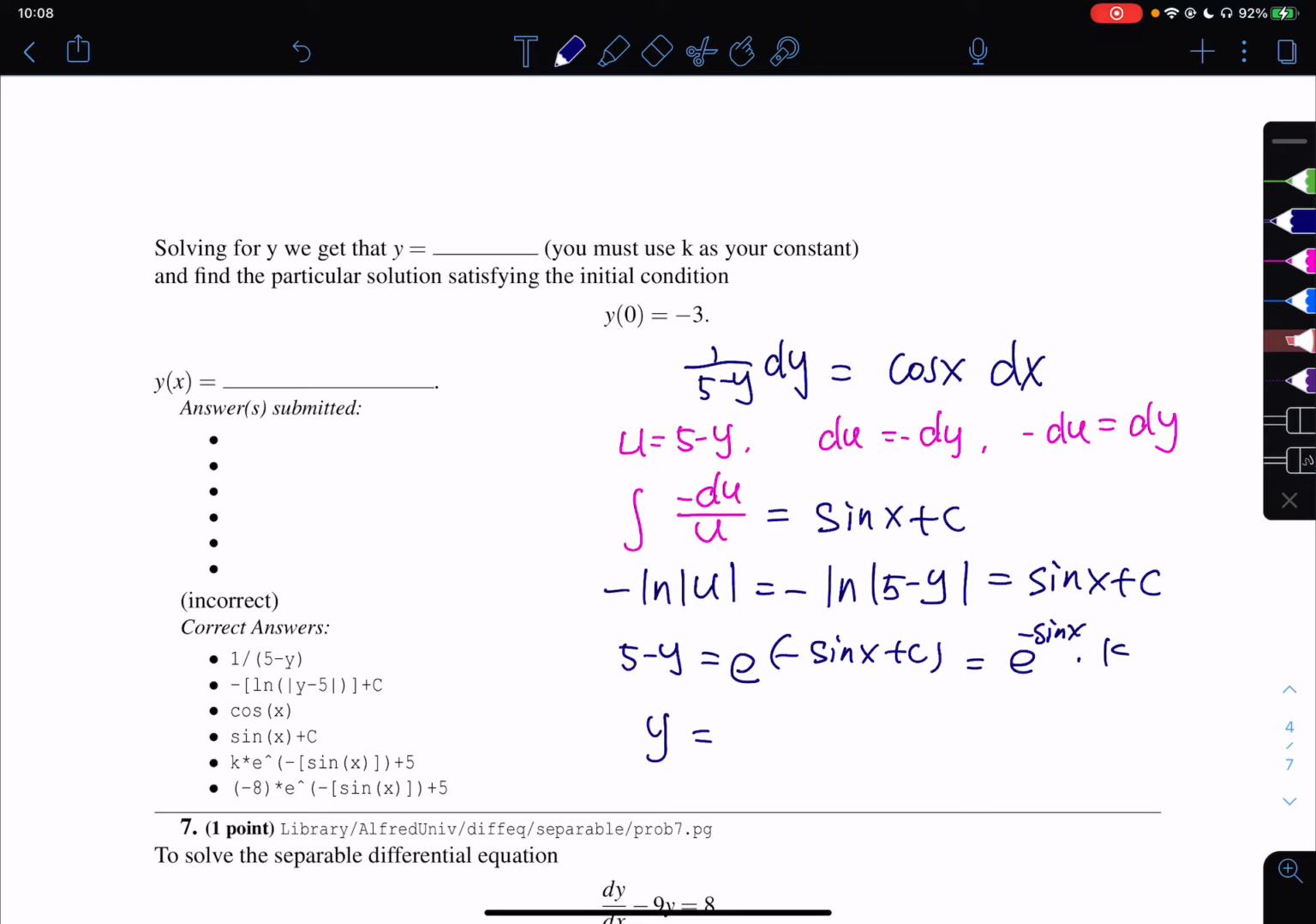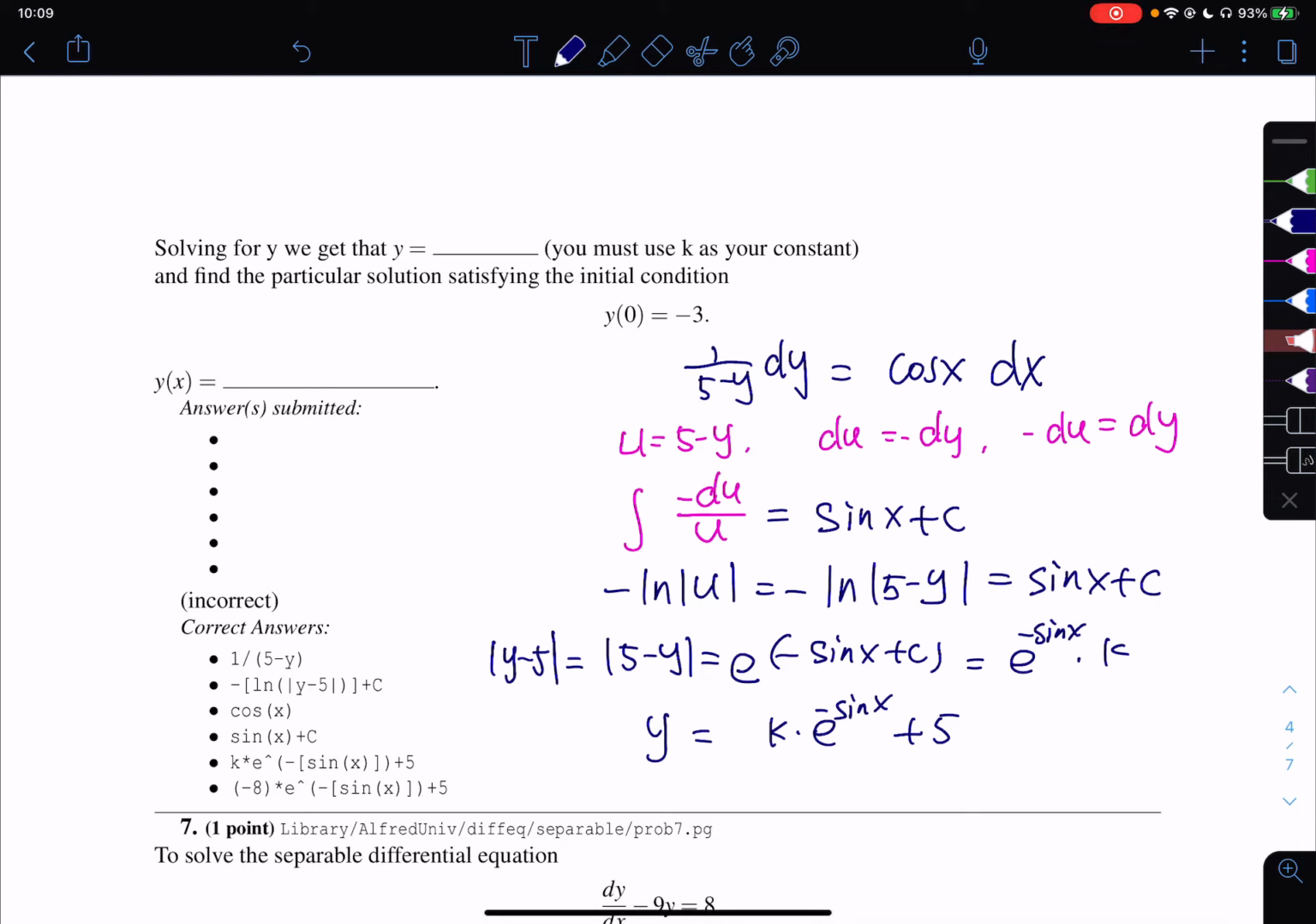5 minus y, well, because it's absolute value, so technically you could have said it's y minus 5. It goes in both directions. So you could have said it's the same as y minus 5. So what I end up with, if I were to simplify this, is going to be k times e to the negative sine x, and then add my 5 to it. This is what we are going to end up with.